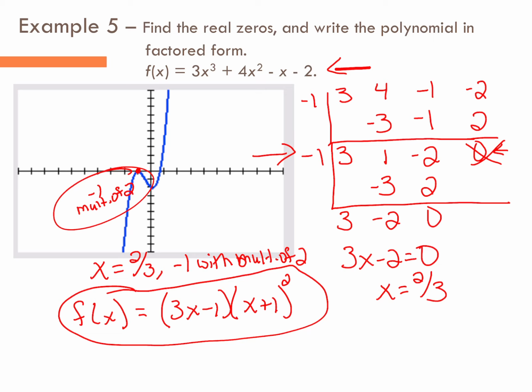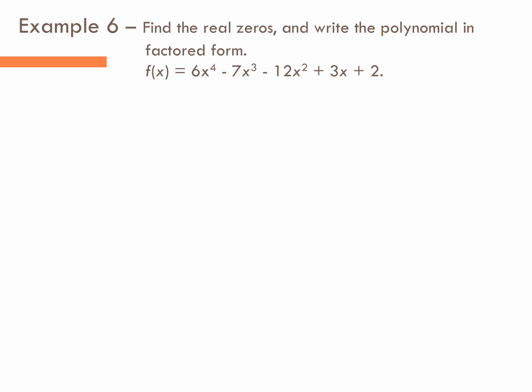Questions, let me know, ask in class if I'm here. So last example we're doing, number 6. We're doing the exact same thing. Find the zeros in factored form. This time I have an x to the 4th, so I should have 4 zeros.